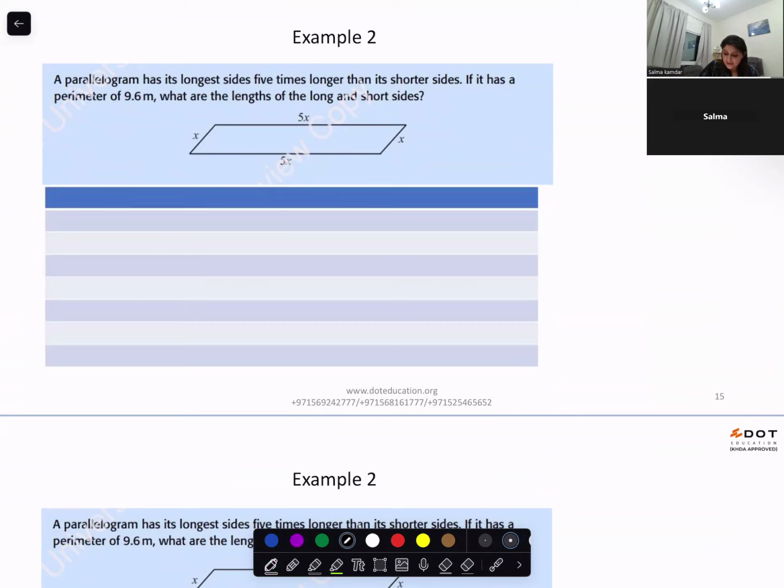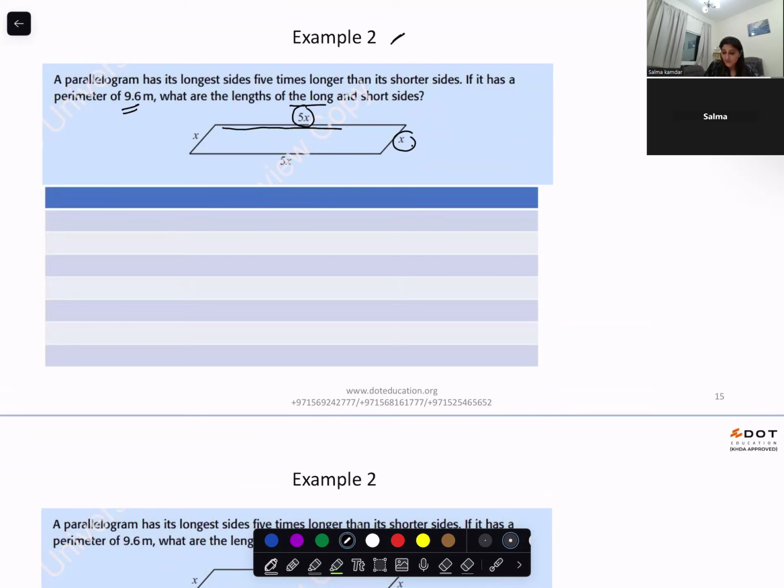Now let's look at this example. A parallelogram has longest side 5 times the shortest side. Whatever is small, you take as x. So longest side is 5x, shorter side is x. If perimeter is 9.6, what is the length of the long side and the length of the short side?